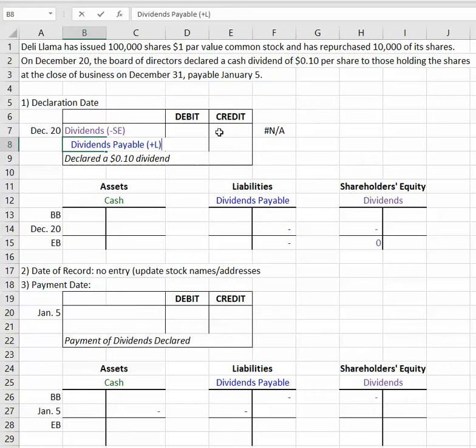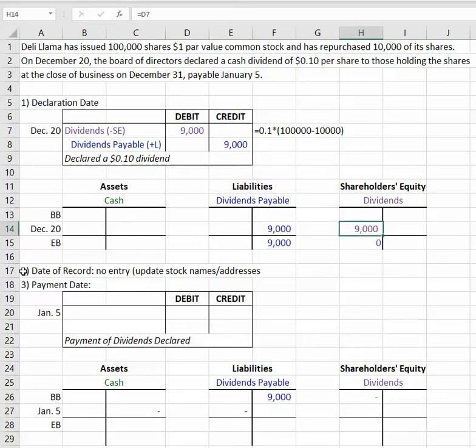Now, as far as the amount, they owe dividends only to those shares that are outstanding. So if you notice here, they've repurchased 10,000 of its shares. So the number of shares outstanding that are entitled to a dividend are the 100,000 shares minus 10,000. So the amount of the dividends is the 10 cents per share times the number of shares outstanding, which is the 100,000 minus the 10,000 repurchased. So a $9,000 liability is now going to be recorded. So we debit dividends, reduces shareholders' equity, and credit dividends payable.